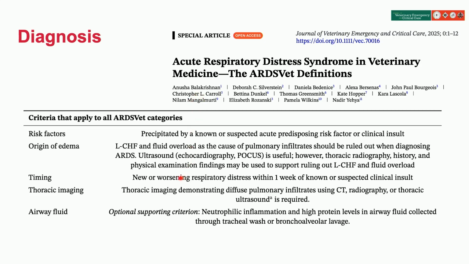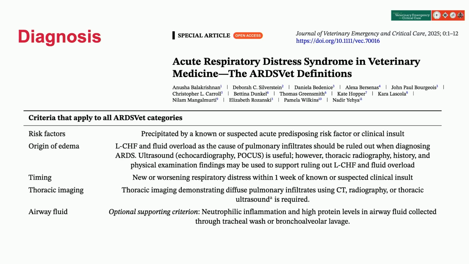We need the timing to make sense. That human definition I read through earlier mentioned that this is an acute process. That's why it's got acute in the name. So this needs to develop within a week of the clinical insult that underlies it. And then we said that this is a diffuse process that leads to injury throughout multiple regions of the lung. So we need to find evidence of that diffuse nature on some form of diagnostic imaging. And these new guidelines allow the use of multiple types of diagnostic imaging, and we'll talk a little bit about those and their pros and cons in coming slides.